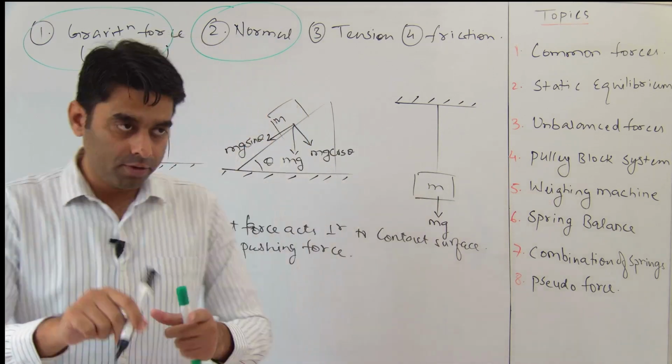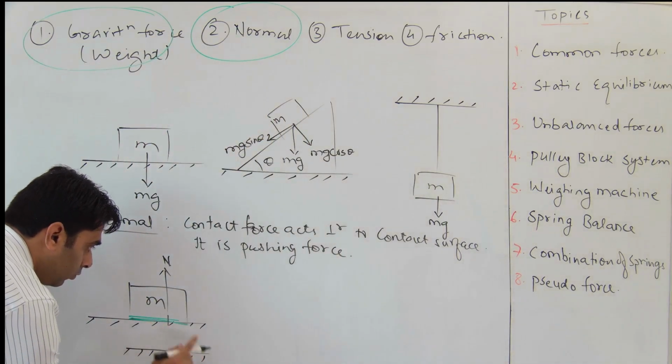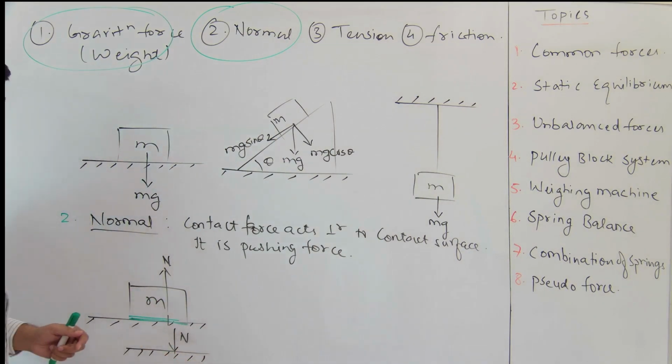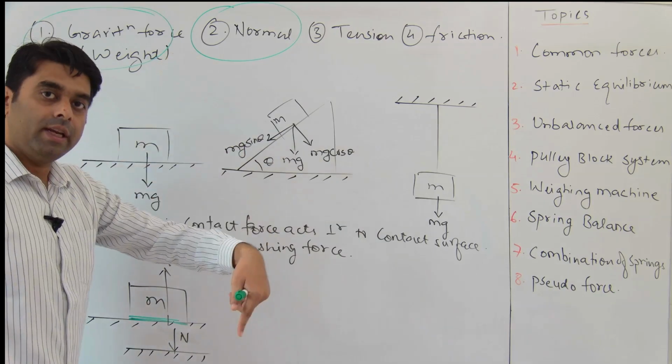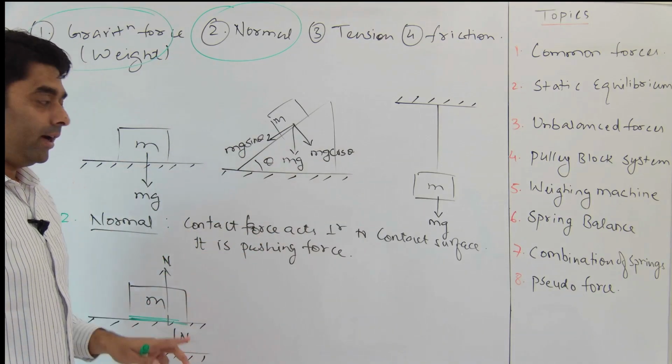So over here, I'll draw it more clearly. If we draw the FBD for the ground, the reaction of this normal will be on the ground only, which will be pushing in nature, that is in the downward direction, and its magnitude will be equal to N. Fine.